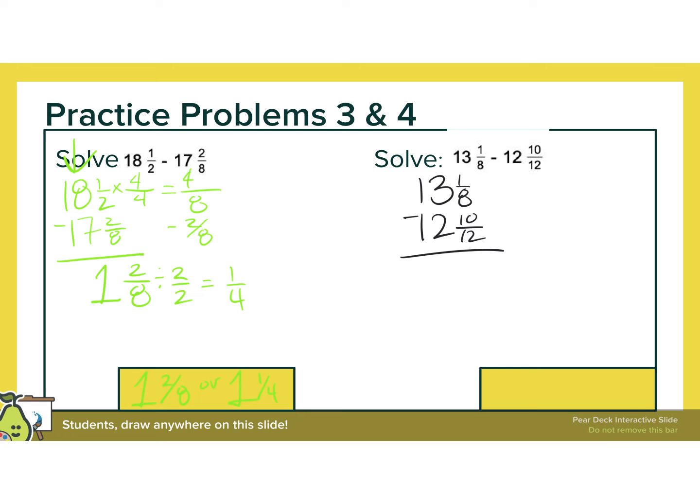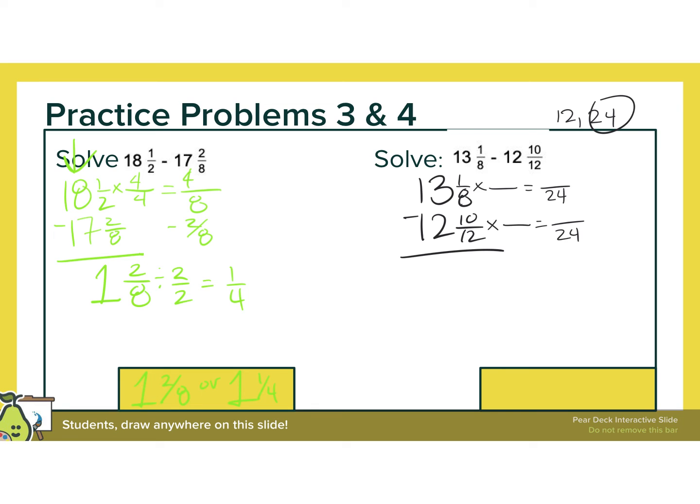12 times 8 is 96. That's really big. So I'm going to count by 12s to see if I get to a smaller number that 8 can go into. 12, 24. 8 goes into 24. I'm going to set up my multiplication problems with my new denominator, which is 24.